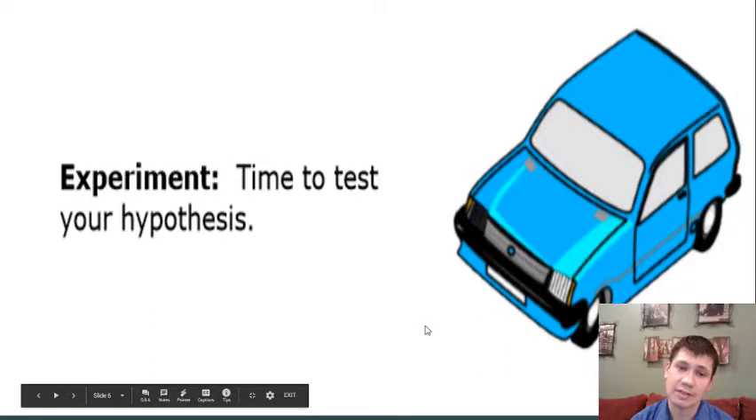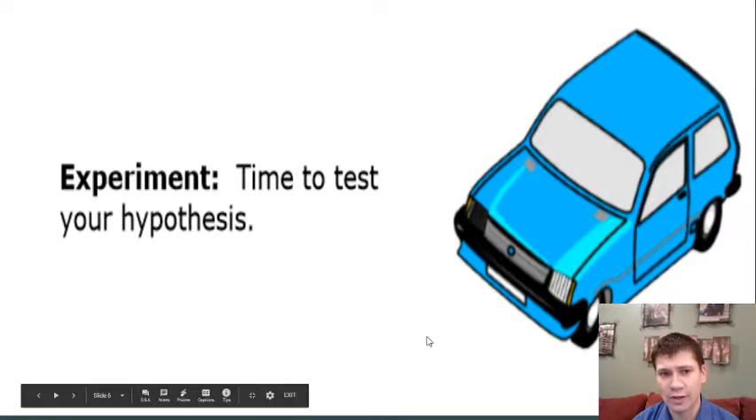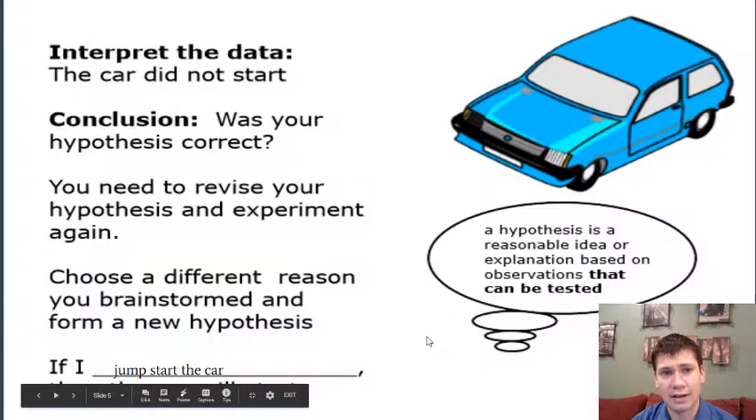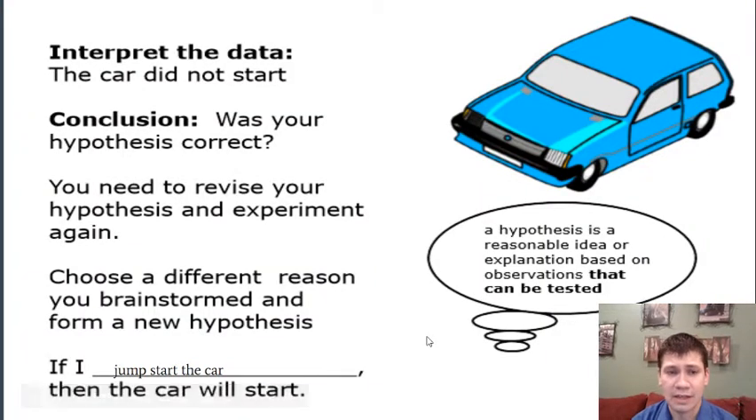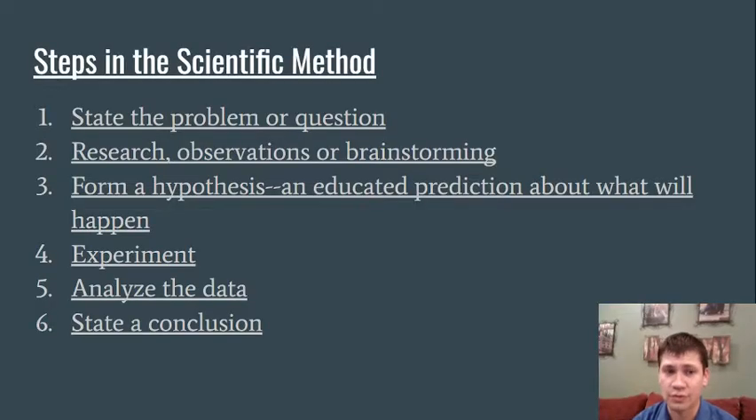So once again, we get inside the car with them hooked up, and we turn the key, and voila, the engine starts. We will make it to school in time. We're going to analyze our data and draw our conclusion. This time the car did start, so therefore we know the problem was we had a dead battery. And scientists do steps like this all the time. We call it the scientific method.